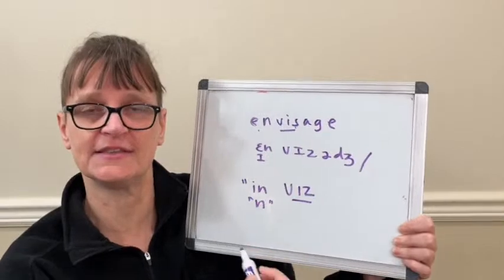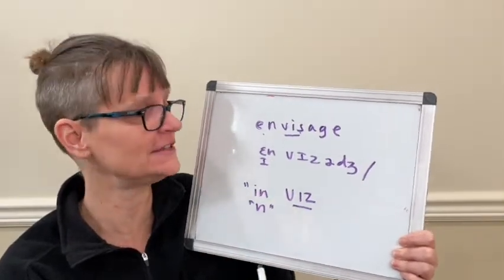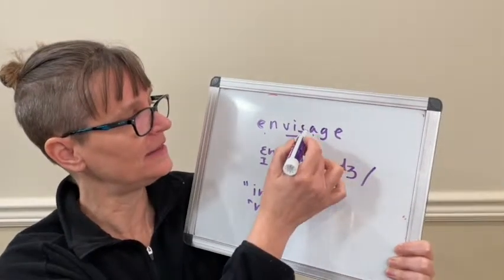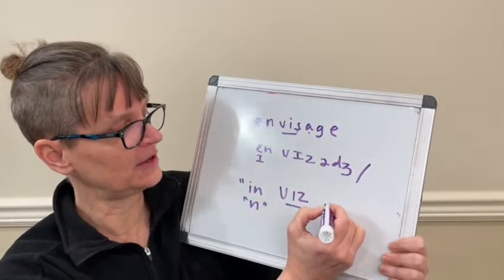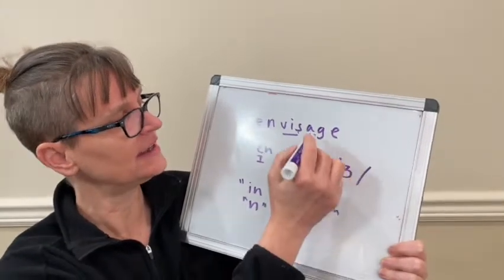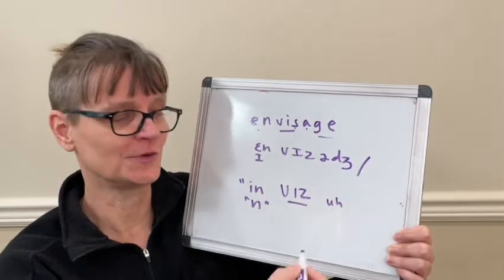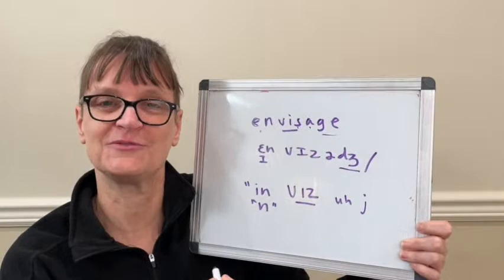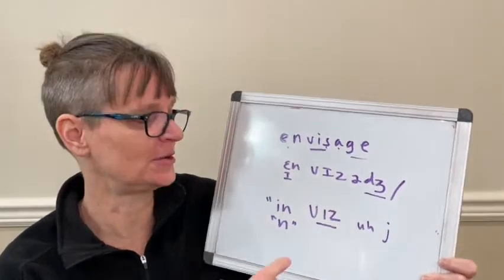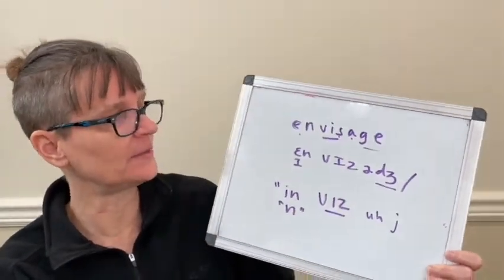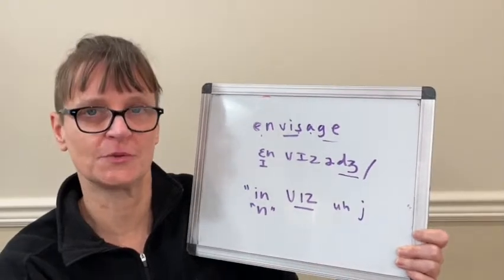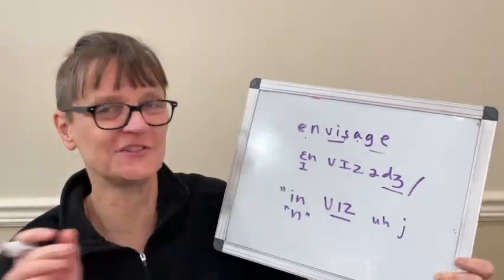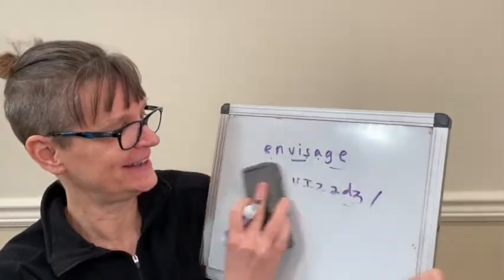Letter S says the Z sound, it's voiced in envisage. And then letter A is again going to be a reduced vowel, an uh sound. And the GE in this word is the same as the J sound that we spell with letter J in words like job or jump. So envisage. What do you envisage for 2023? That's a good word. Thank you for that request.